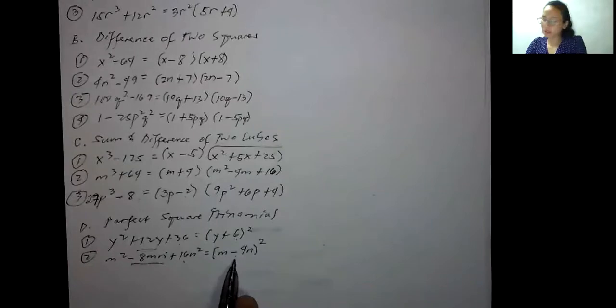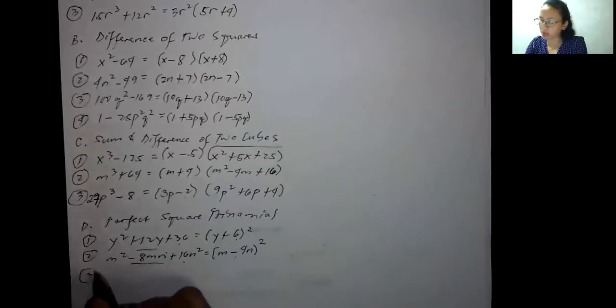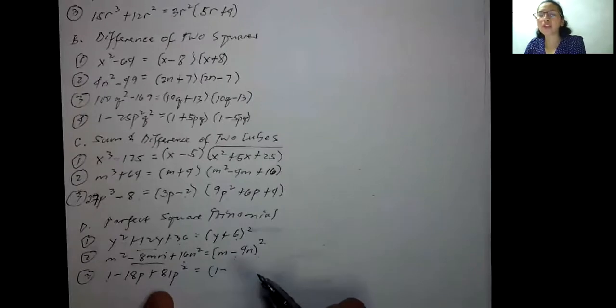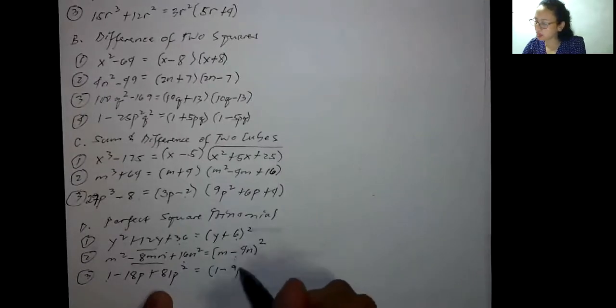And then let us have another example. Number 3. Suppose we have here 1 minus 18p plus 81p squared. So again, what is the square root of 1? And that is 1. Since this is negative, the answer is negative. And what is the square root of 81p squared? That is 9p raised to the second power.